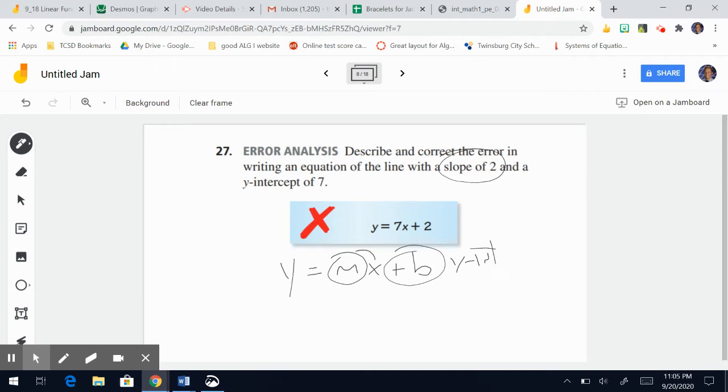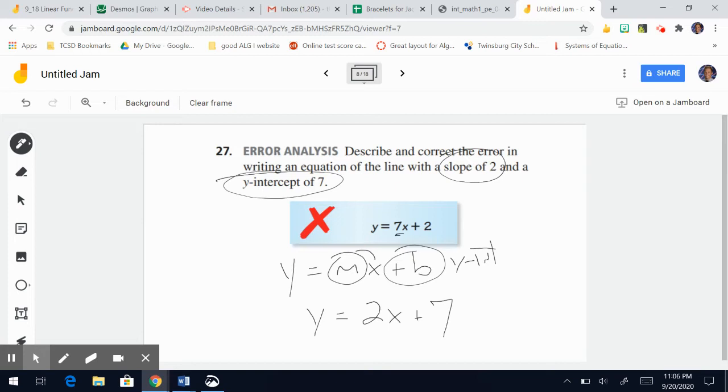So if you look, they just flip-flopped it. Our slope should be paired up with the x, and they had 7. And then your y-intercept should have been 7. So we just had to flip-flop those two values.